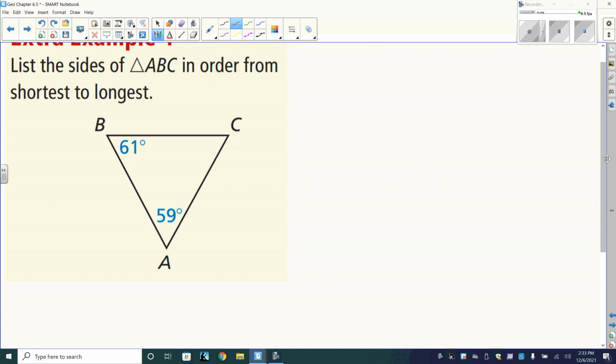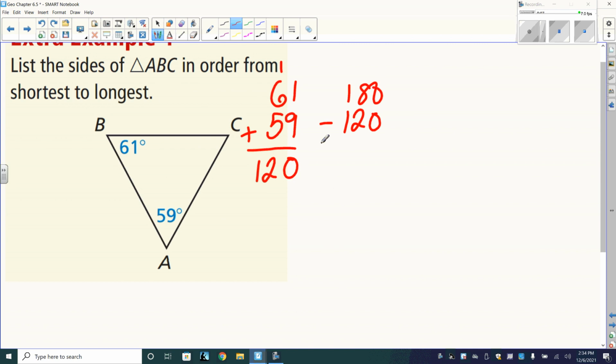So no questions, we'll look at this one here. Now again, any three angles in a triangle add up to be 180. So we can add these two angles together and then subtract it from 180. 0, carry the 1. And that would give us, and we can subtract 120 from 180, which would give us 60. So CA would be the longest because it's opposite 61.